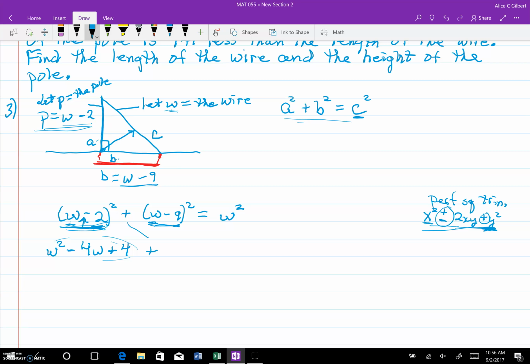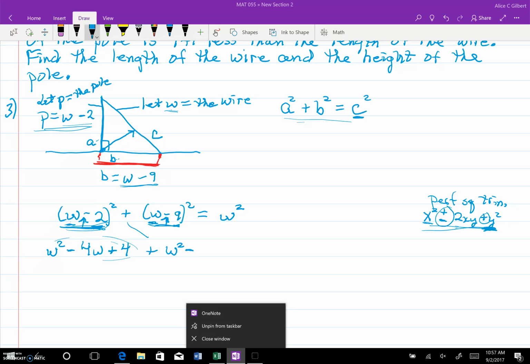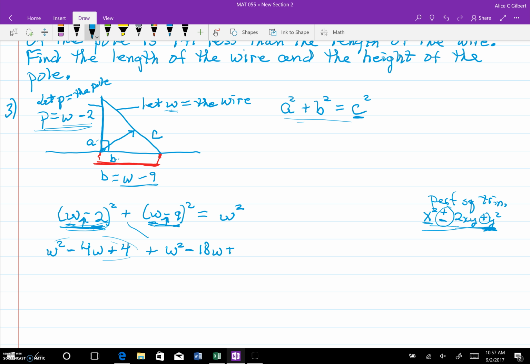So this is my x, which is squared, so w squared minus, because this guy's minus, and then 2 times x times y, so that's w times 9, which is 9w times 2, so that's 18w. And then plus, because in a perfect square trinomial, this sign is always plus. And then my y is 9, so 9 squared is 81. And then equals, because this is all just this. And so then we've got w squared.